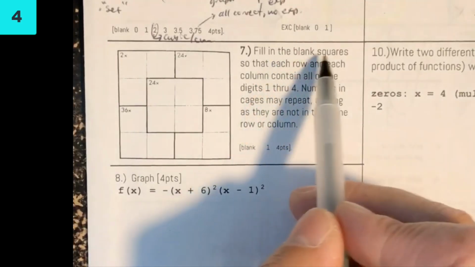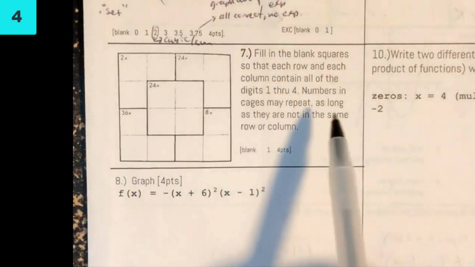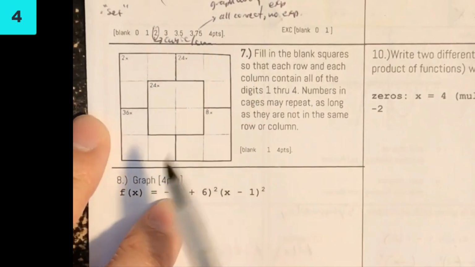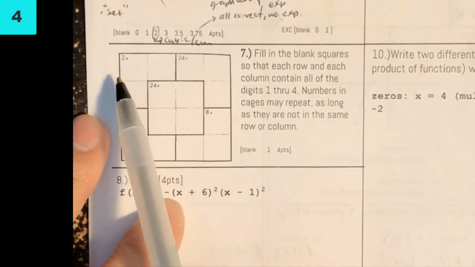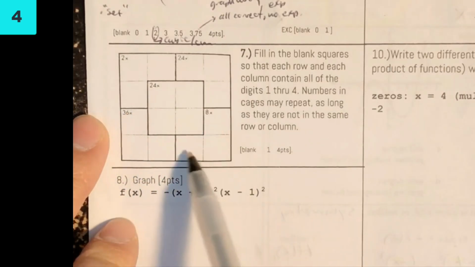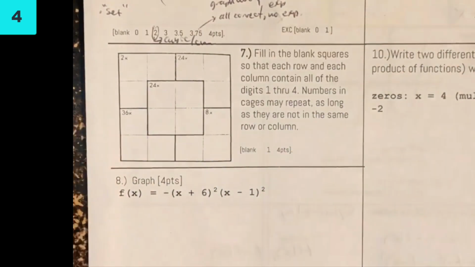Fill in the blank square so that each row and each column contain all the digits 1 through 4. Numbers and cages may repeat as long as they are not in the same row or column. So the darkened ones are a cage, so I need 3 numbers that multiply to be 24, 3 to multiply to be 2, 3 to multiply to be 6, 3 to multiply to be 8, and 4 numbers to multiply to be 24. Definitely use pencil.